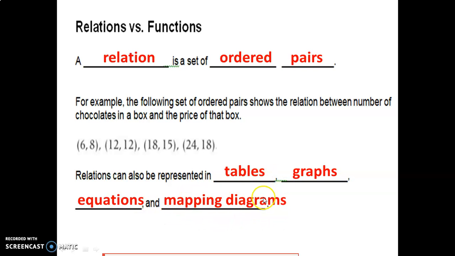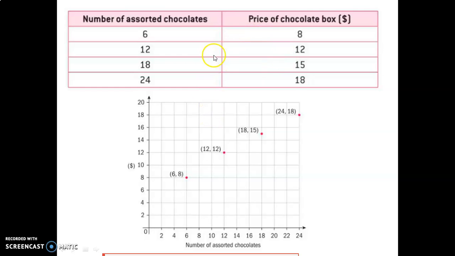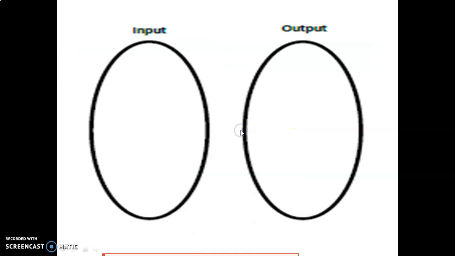Let's take a look at what those look like just to remind ourselves. Here's a table. Here we have the number of chocolates and the price. So the relation is shown in this table. Or the relation can be shown on a graph with the points plotted on there like that. Here is number of chocolates, price, and we can see all the points plotted there. These are all equally valid representations of a relation.